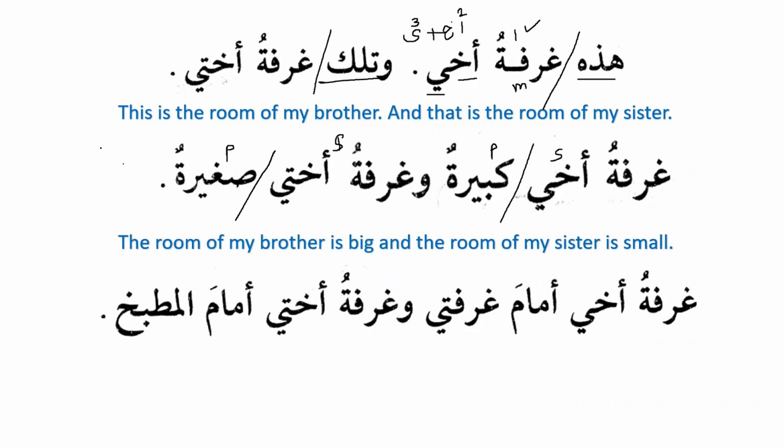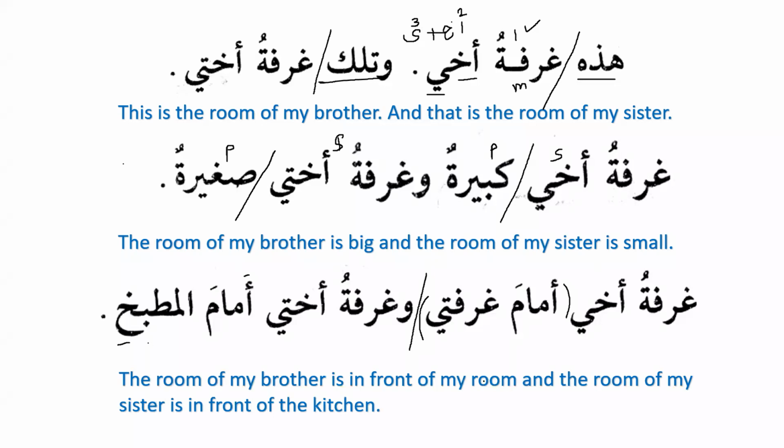Ghurfatu akhi amama ghurfati. Now again, we can see over here that amama ghurfati is again a complex mudaf ilayh construction because we have three nouns over here. The room of my brother is in front of my room. Wa ghurfatu ukhti amama al-matbakh, and the room of my sister is in front of the kitchen. We can see over here that amama is mudaf and al-matbakh is mudaf ilayh. So the room of my brother is in front of my room and the room of my sister is in front of the kitchen.